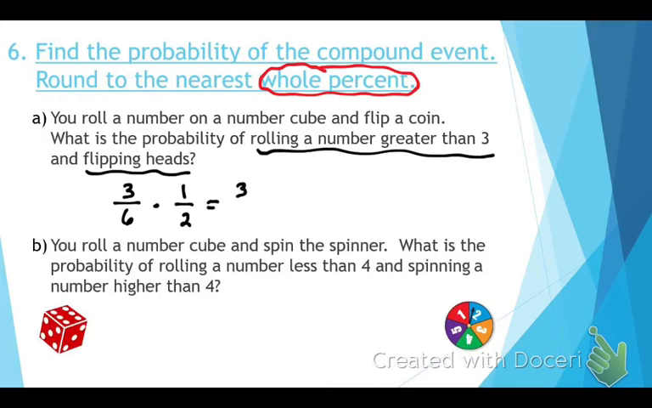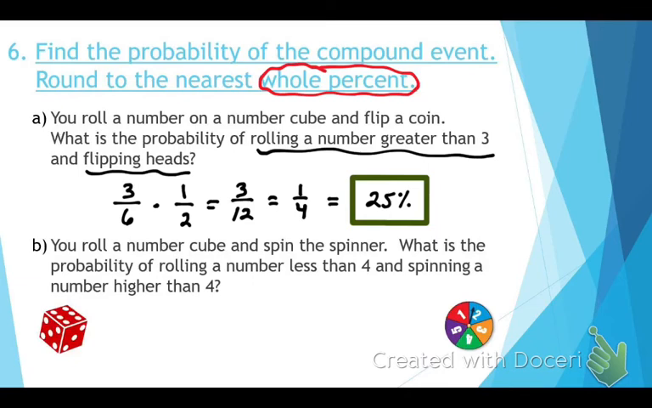Multiply that together. You get 3/12. Reduced would be 1/4. What percentage is 1/4? 25%. Guys, what's the likelihood that's going to happen? Unlikely. As I said before, most compound events are unlikely. Kaylin, let's look at the next one.